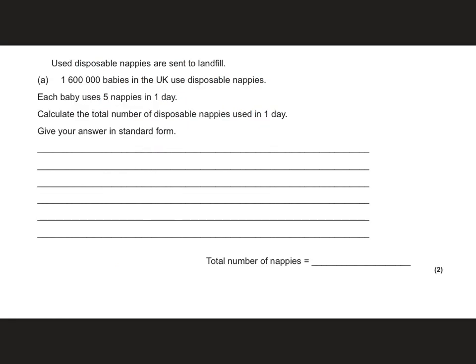So now I'm going to look at another example of a standard form question in the exam. So you can see on the screen here we've got this one. Again, you should hopefully have this in your pack. It tells you that 1,600,000 babies in the UK use disposable nappies.